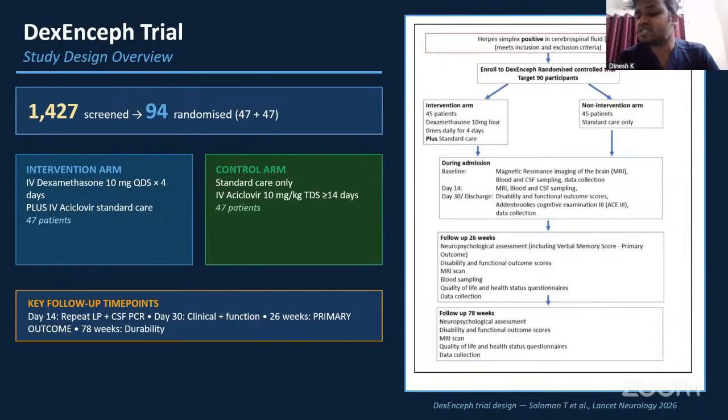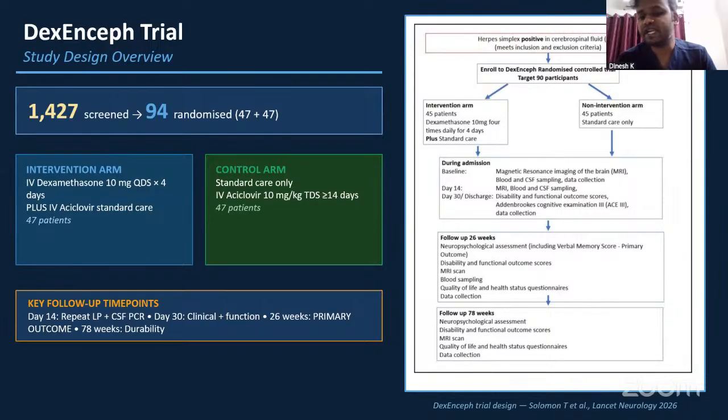The primary outcome was the verbal memory score, and then some of the secondary outcomes they were interested in, as we have discussed: dexamethasone might increase viral replication. So they were interested in seeing whether dexamethasone increases viral replication. How they did it is a CSF analysis at the second week. This was one of the outcomes they were interested in.